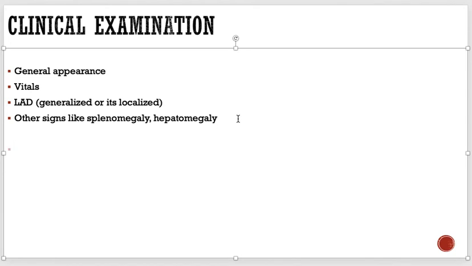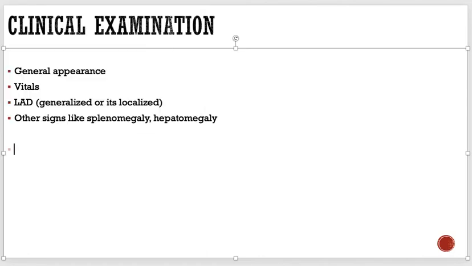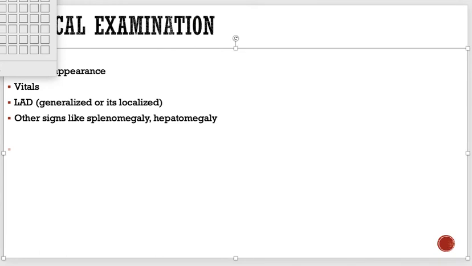If there is no pain, no tenderness, point more towards cancers. If there is pain, point more towards what? Infection or inflammation. So again, I will put a table over here. Okay, insert a table.